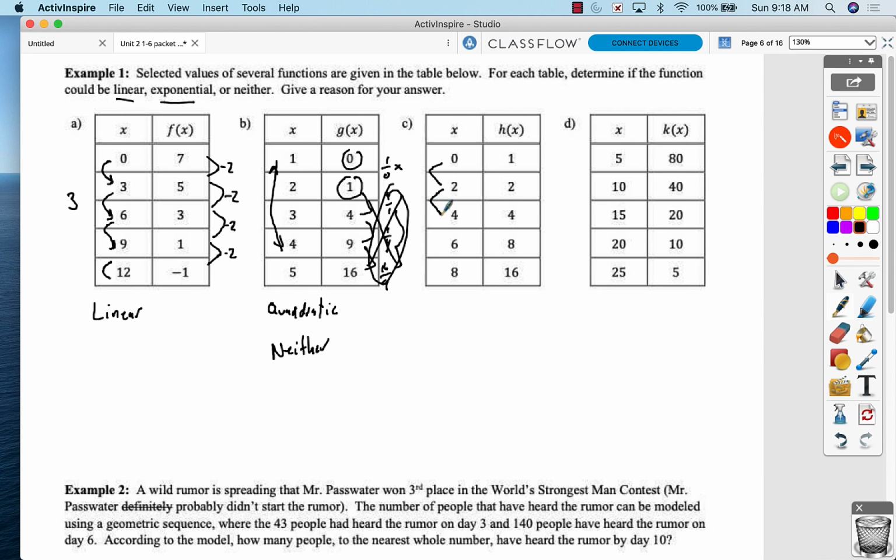Okay, let's see exponential. Going up by 2, up by 2, up by 2, up by 2. Good. Now, I already know it's not linear, because this is going up 1, that's going up 2. They're not going up by the same. So now I'd go to the second strategy, which is 2 divided by 1, 4 divided by 2, 8 divided by 4, 16 divided by 8. And we all get 2. So this is going to be exponential.